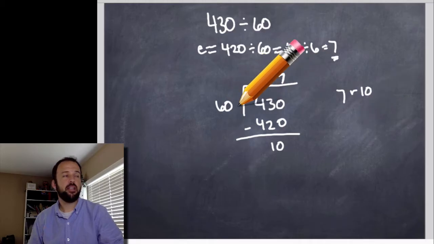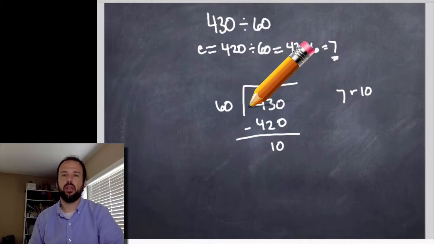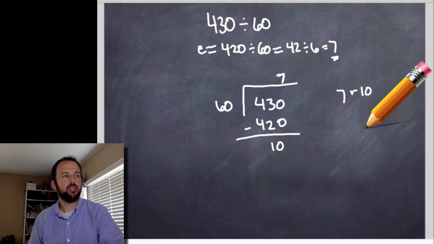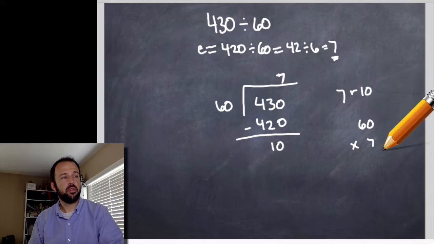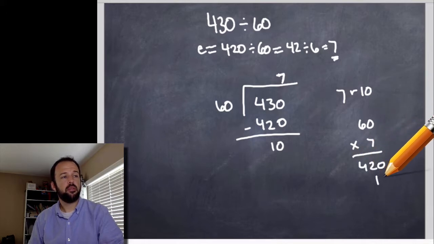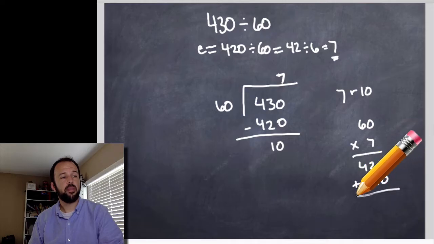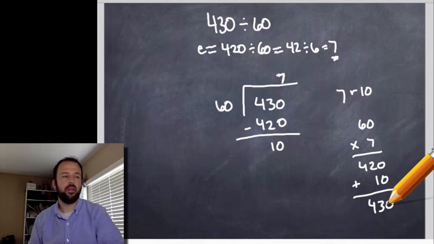And again, I could check this. How can I check this to make sure that I'm right? What are the steps I need to take? Perfect. I would have to do 60 times 7. So 60 times 7, which would give me 420, plus the remainder of 10, which would give me 430. So it would all check out. So we're good there. All right, let's try just one more of these, and then I think you guys will be ready to try some out on your own.